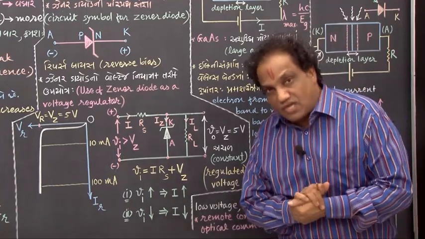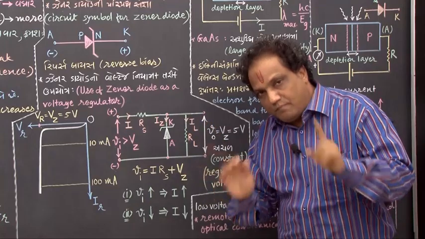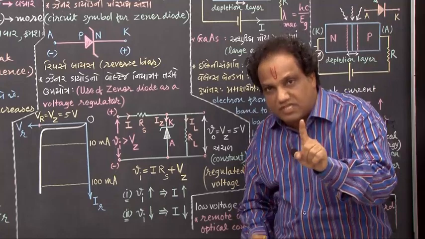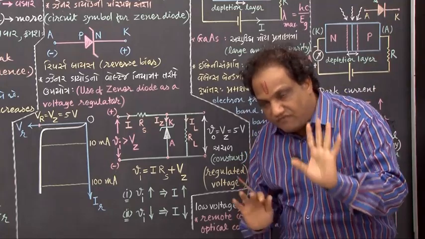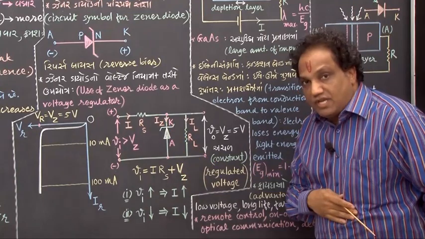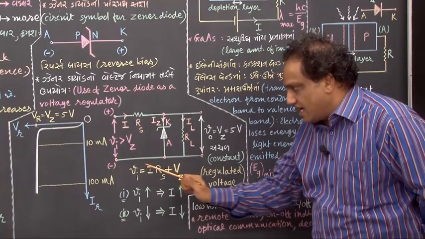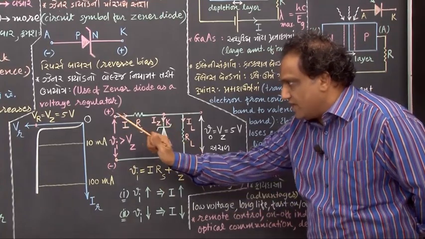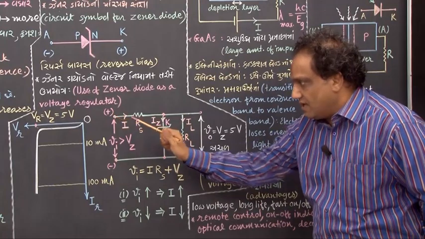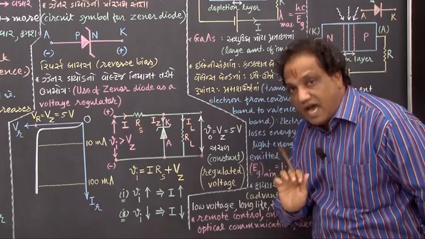And now that unregulated voltage, we have to transform it into regulated voltage. Here one condition is required. Let this input voltage change, no problem. But in any case, it must remain greater than Zener voltage. Fine. Now tell me. Here this Zener diode is to be employed in the reverse bias condition. So anode must be at negative potential and cathode must be at positive potential.